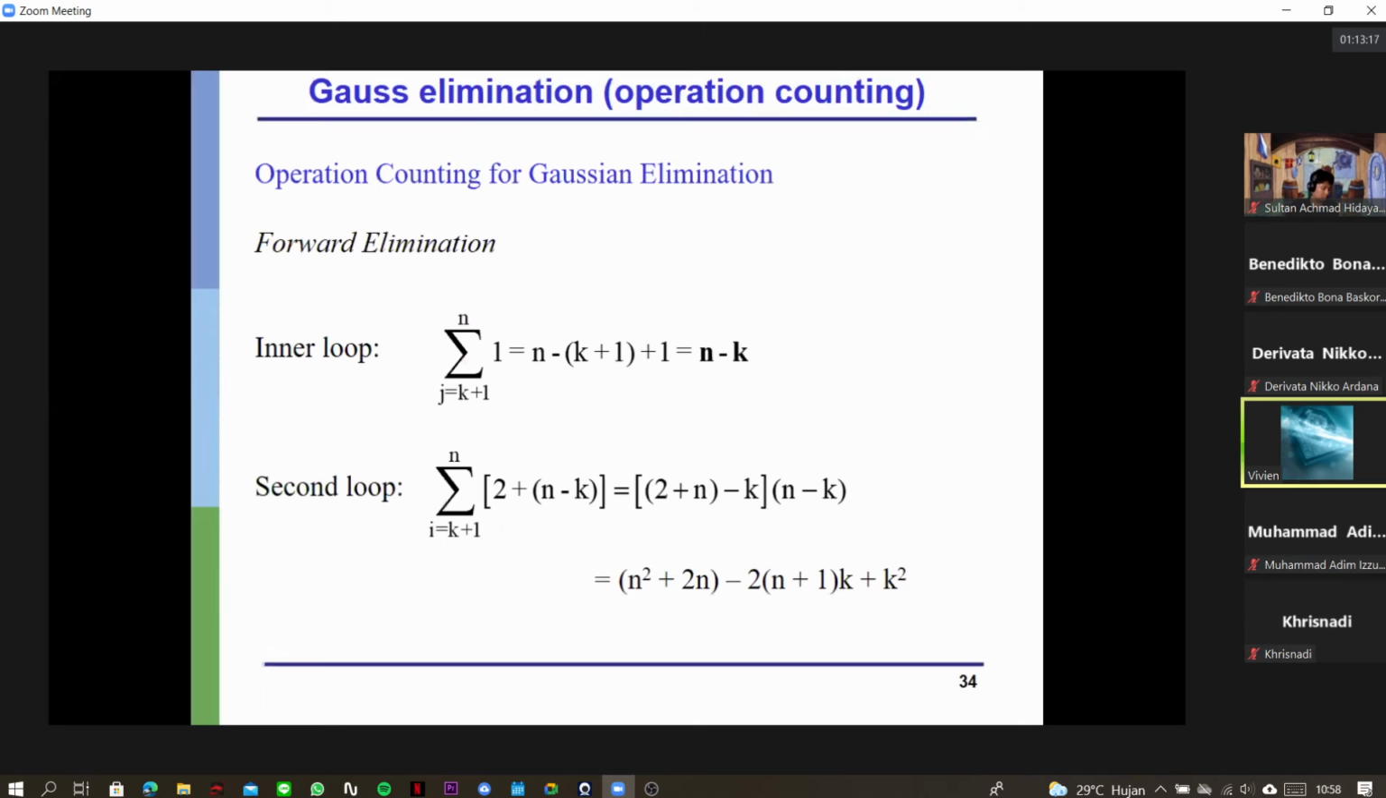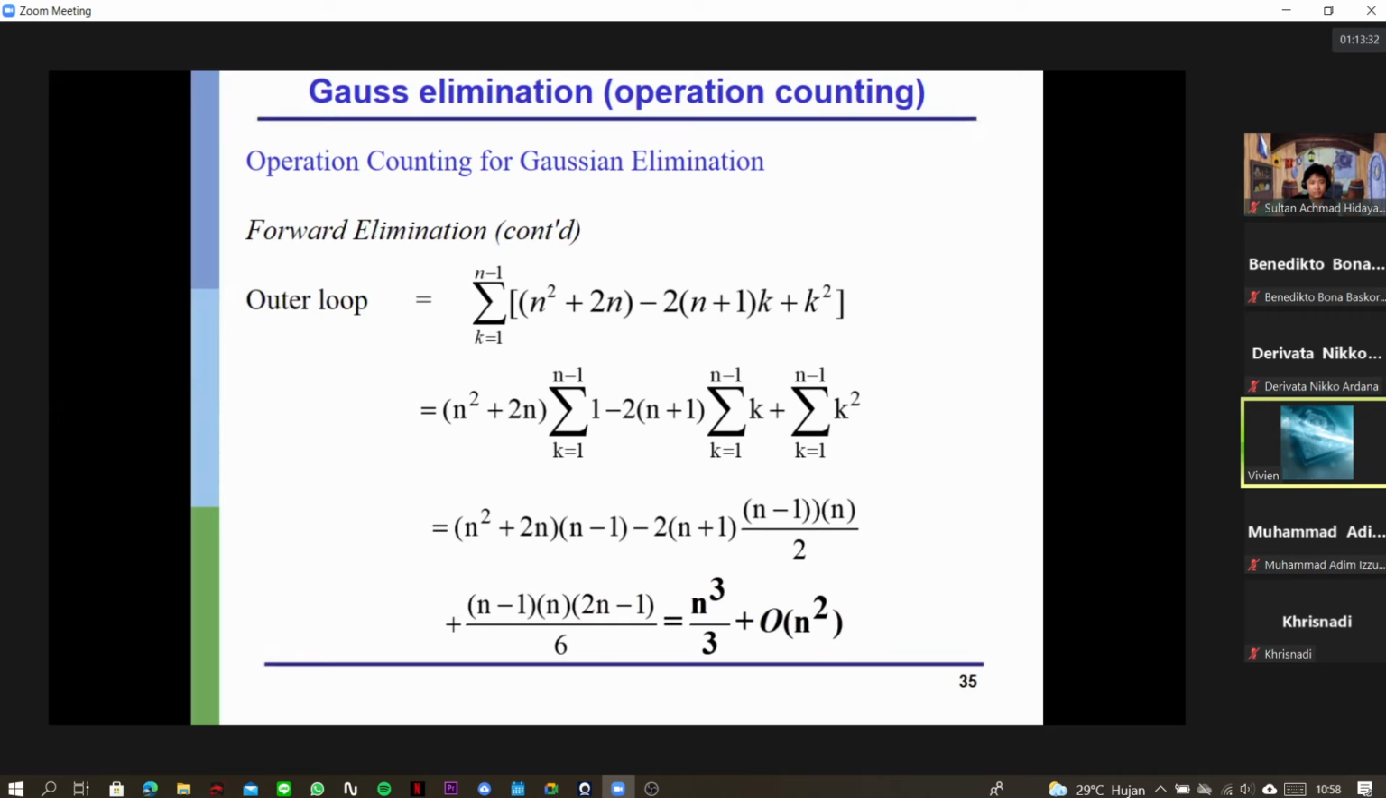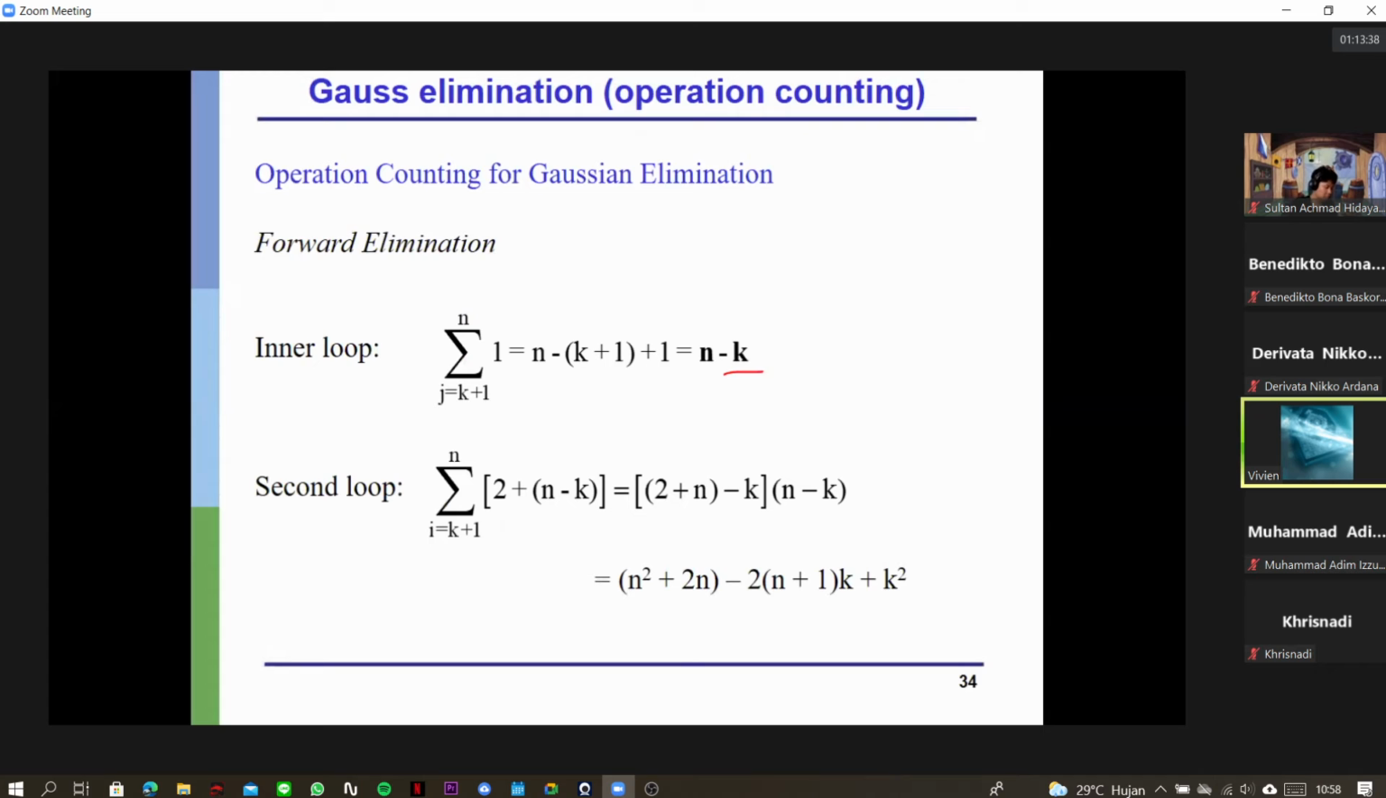So if you want to calculate the operations needed, how many flops are needed for this procedure, we see we have the inner loop, which is for forward elimination. We have the inner loop, and then the second loop, and also the outer loop. The outer loop, as we have seen before, loops over the columns, and for each column we have to loop over each row, and for each row we have the inner loop to subtract the element in the row with the pivot row.